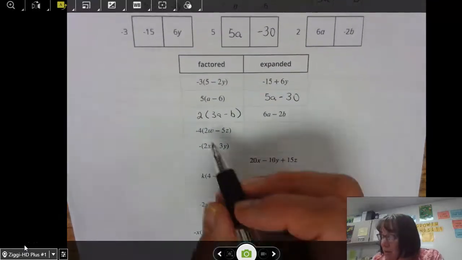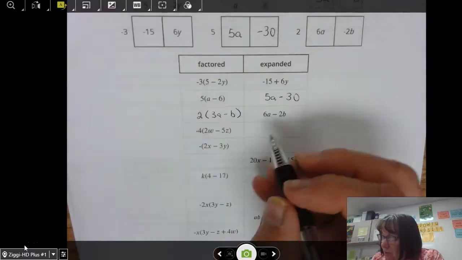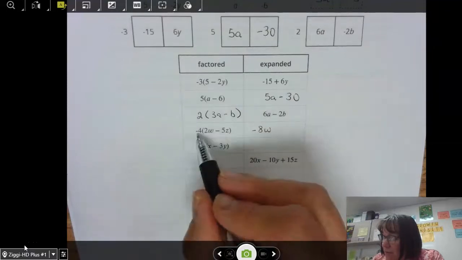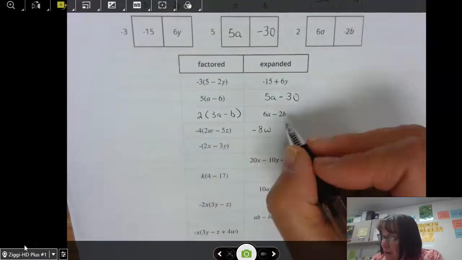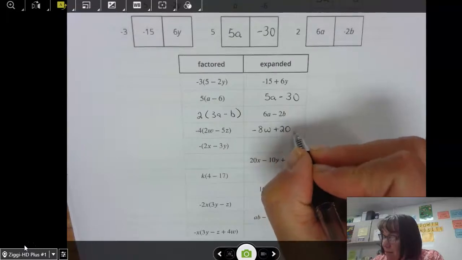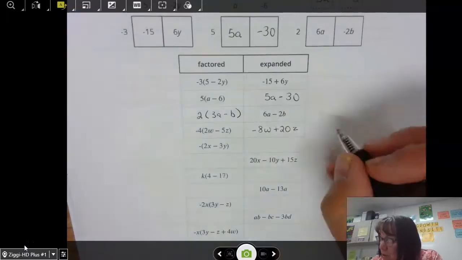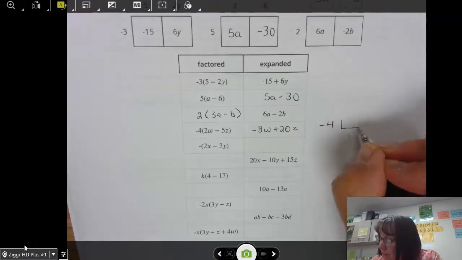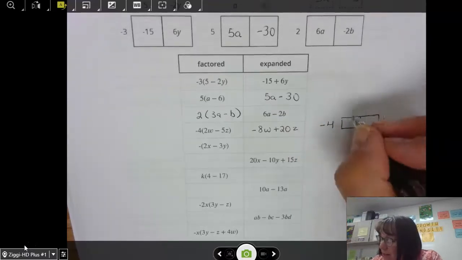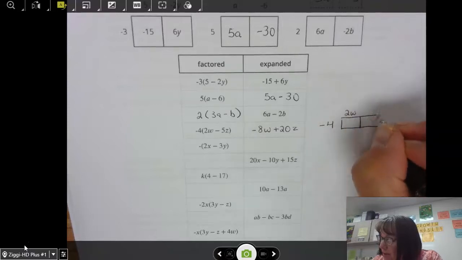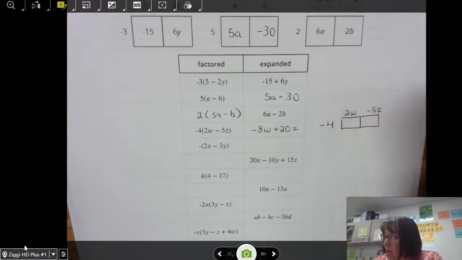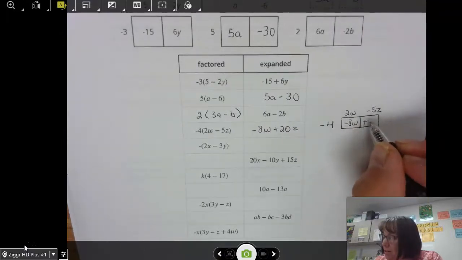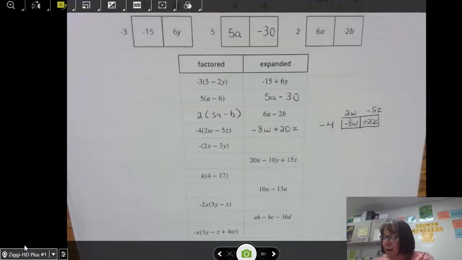Okay, so on the next one, you take -4 times 2w, which would be -8w. And -4 times -5z would be a positive 20z. If you were to do your boxes, you would have the -4 on the outside. I have 2 terms, 2w and -5z. So again, if you look at the boxes, it'd be -8w, positive 20z. That's where that came from.